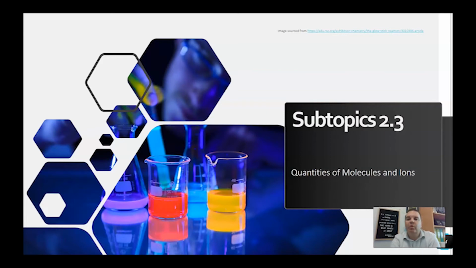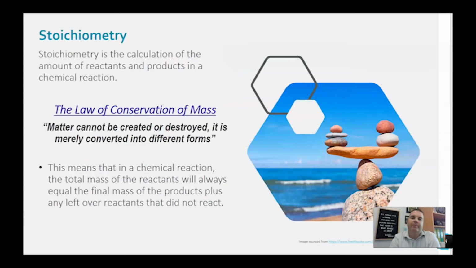This one's going to be looking at quantities of molecules and ions. So this will build on a little bit from topic 1 where we introduced stoichiometry and we looked at number of moles equals mass over molar mass, and we started doing a couple of calculations there. So we're going to look into that a little bit more.